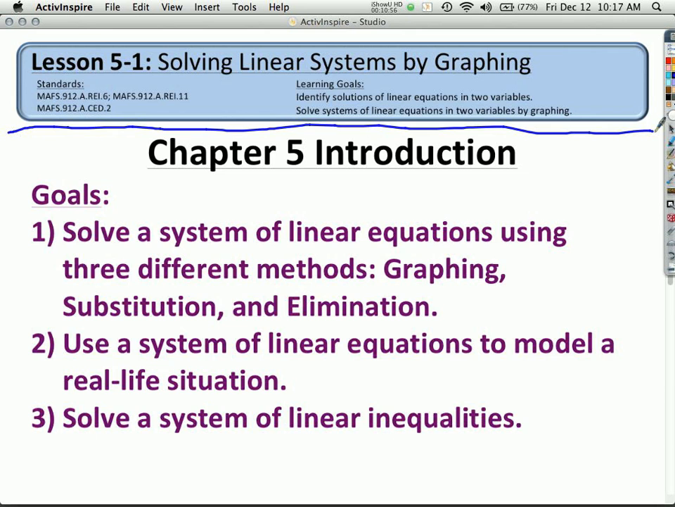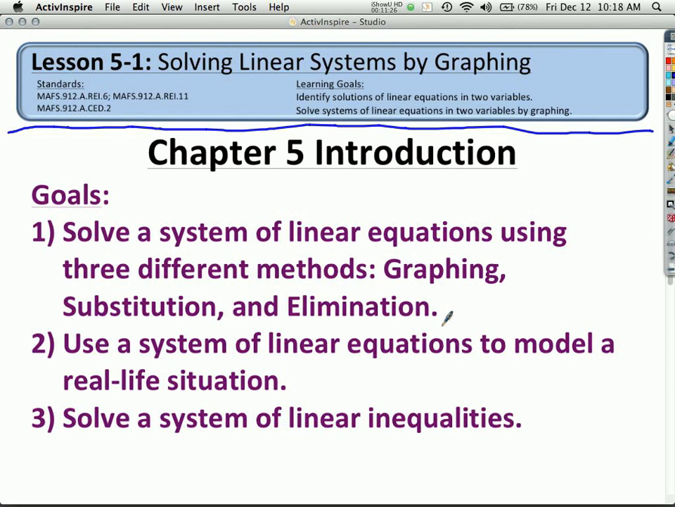So let's sum up. We're going to be focusing on linear systems. A linear system is 2 or more equations, and I'm going to show you that formal definition in a moment. You're going to learn 3 different methods for solving them. You're going to learn the first today, this one, graphing. Next time I see you, you're going to learn how to use substitution, and after that, you're going to learn elimination. By the time we're halfway through the chapter, you're going to have 3 different methods for solving a system.